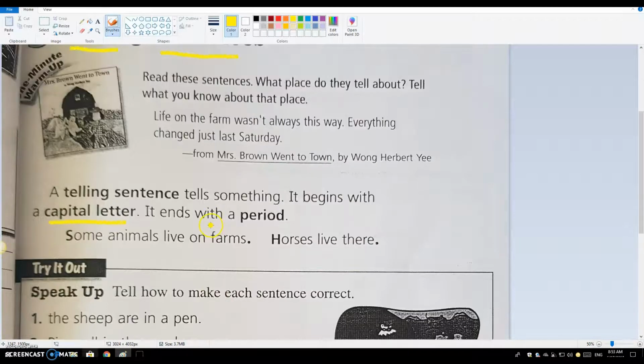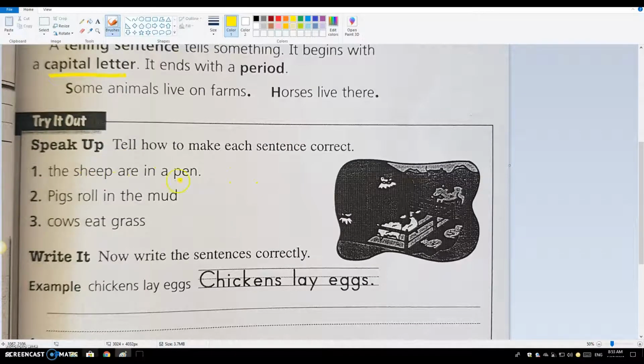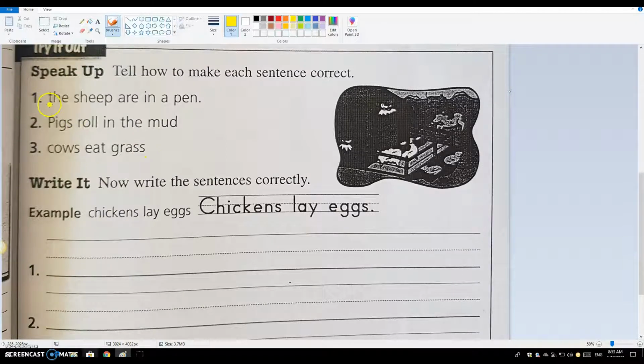Well, let's look at some examples from the book. Okay, these three sentences have mistakes. It wants us to say how to make each sentence correct. So number one, the sheep are in a pen. If we look at this picture, it's very dark. You can't see it very well, but here is the pen. It is in a square shape, and the sheep are in a pen.